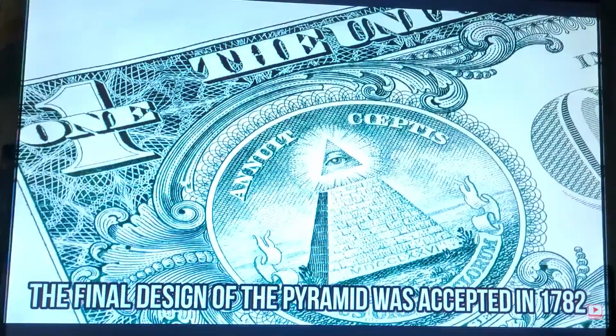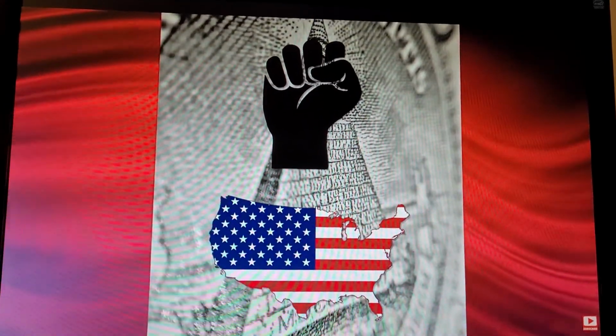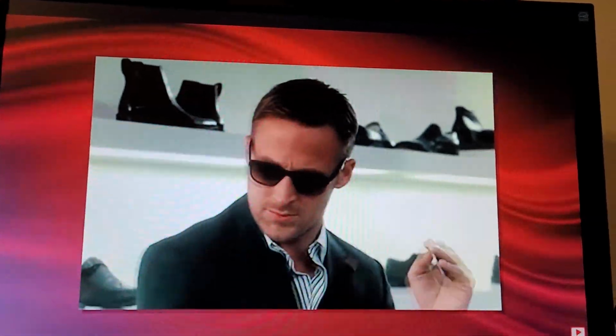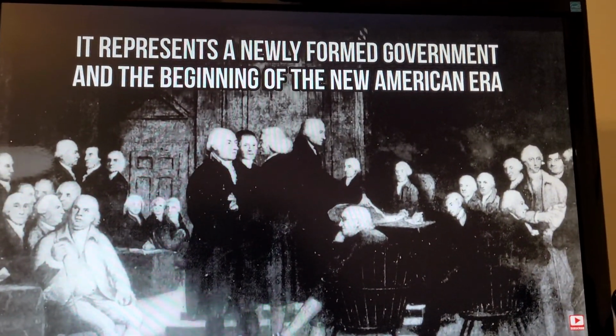The final design of the pyramid was accepted in 1782. The pyramid itself symbolizes the strength and duration of the United States as a country, but it holds many more secrets you never noticed. Firstly, check out the Latin inscription you see at the bottom. It represents a newly formed government and the beginning of the new American era.